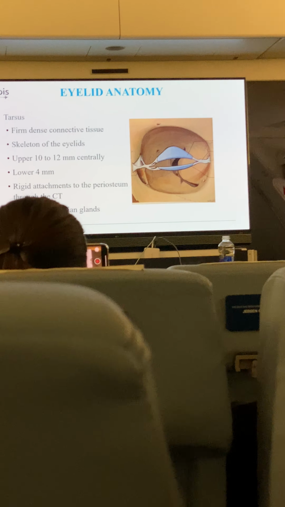In the upper lid of an Asian eyelid, the tarsus is shorter, 6 to 8 millimeters.